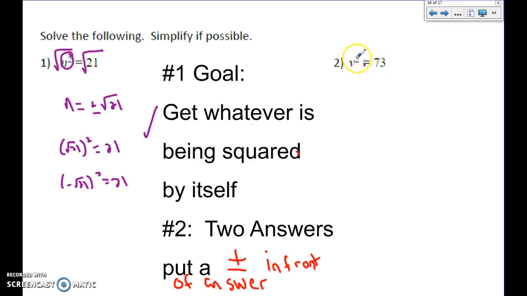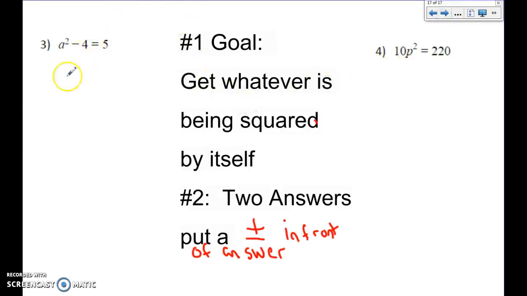Now for this one, we have whatever's being squared by itself, so I'm going to square root both sides. And I get v equals the square root of 73, and it would be plus or minus the square root of 73. Let's get a couple other ones.